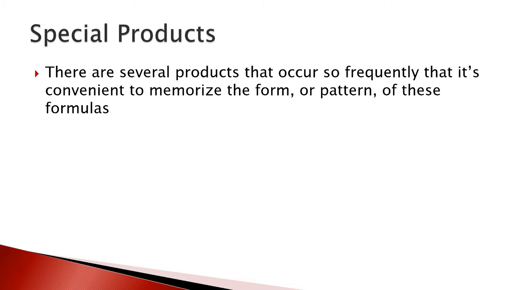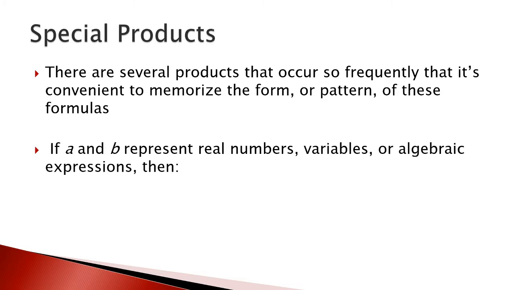Special products. There are several products that occur so frequently that it's convenient to memorize the form or pattern of these formulas. If a and b represent real numbers, variables, or algebraic expressions, then a minus b times a plus b will give a square minus b square.